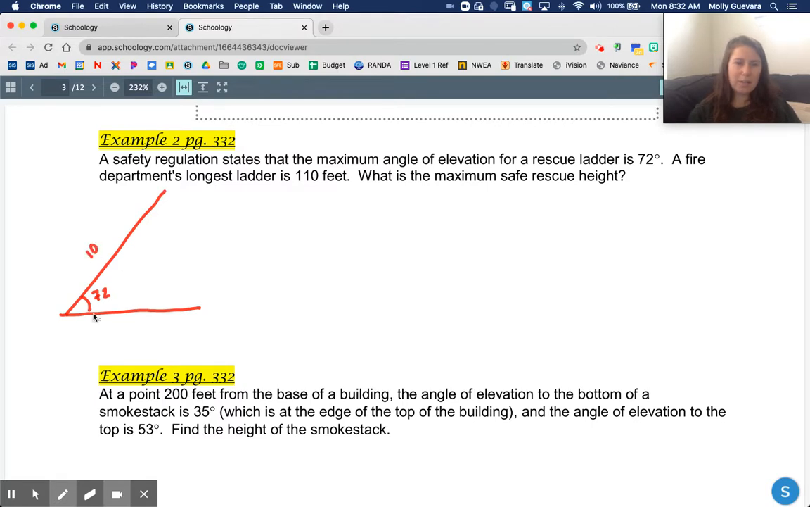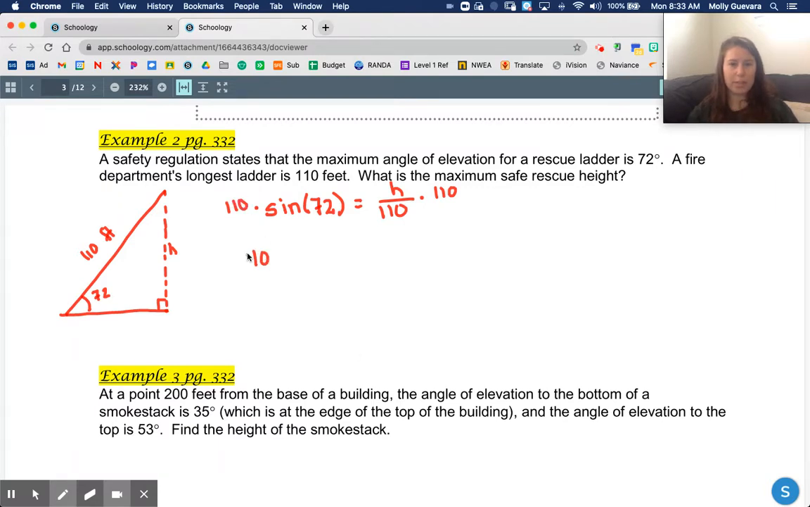If the ladder is 110 feet, what is the maximum safety height? So I want to know what's the highest it can go. Okay, so I'm given an angle. H is opposite of that angle. Here's my 90 degrees, right? And then 110 is the hypotenuse. So opposite and hypotenuse is sine. So I'm going to take sine of 72 is equal to opposite over hypotenuse. I want the H by itself, so I'm going to multiply both sides by 110.